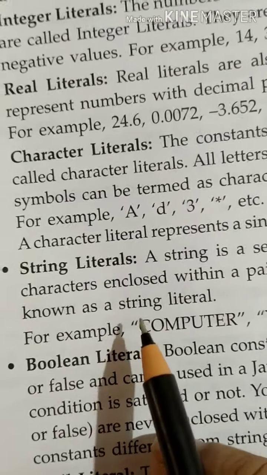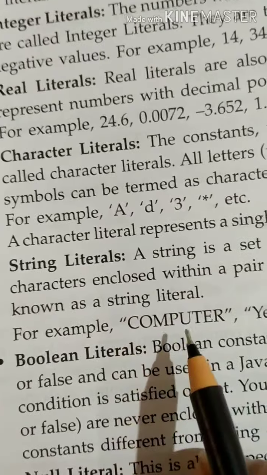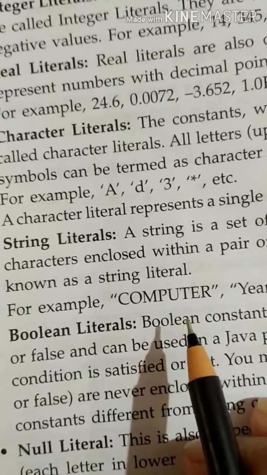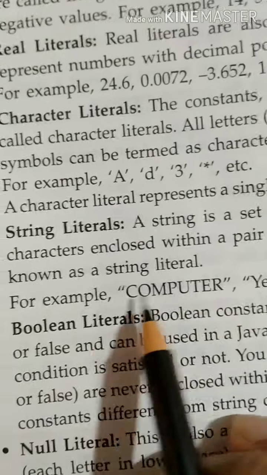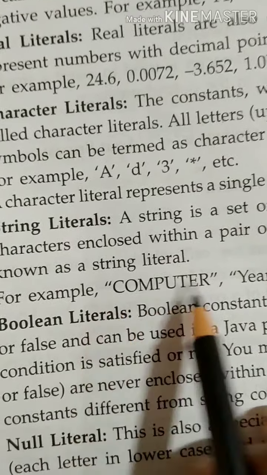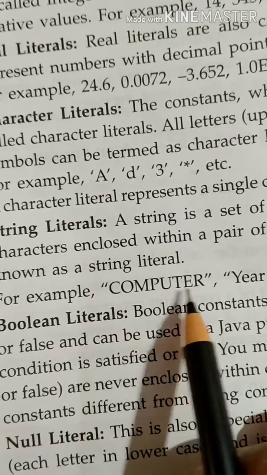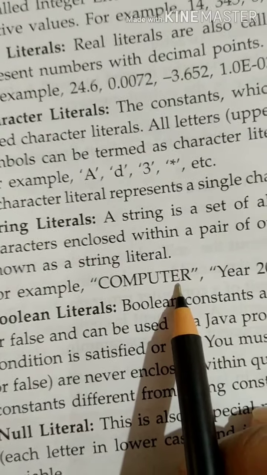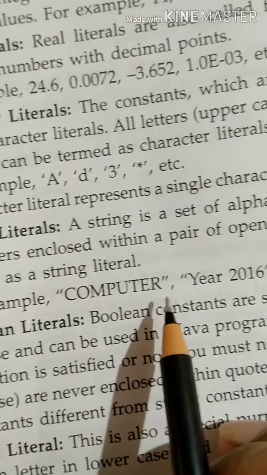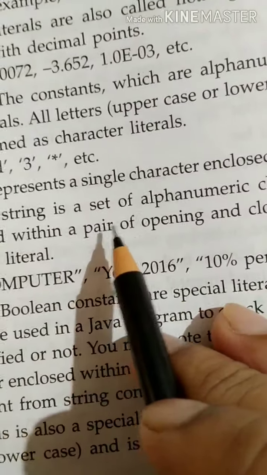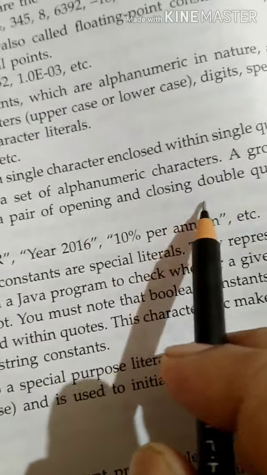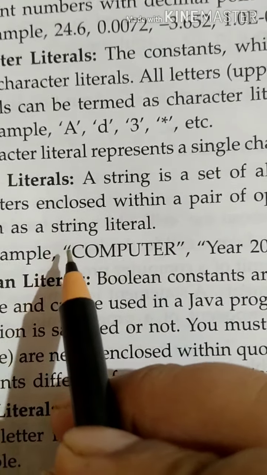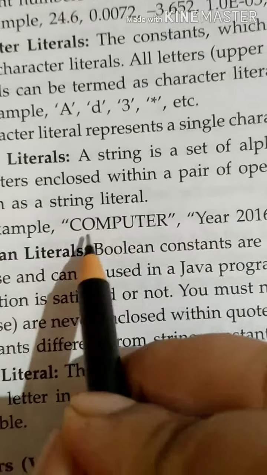String literal. I have told you, characters have two types, single character and string. So a string is when we write more than one letter under double quotes, that is called a string literal. Okay, you see, in double quotes, computer is written, so this computer is a string literal. Okay, more than one word also we can write. A string is a group of characters included within a pair of opening and closing double quotes. This is the opening double quote, and this is the closing double quote. This is called a string literal.